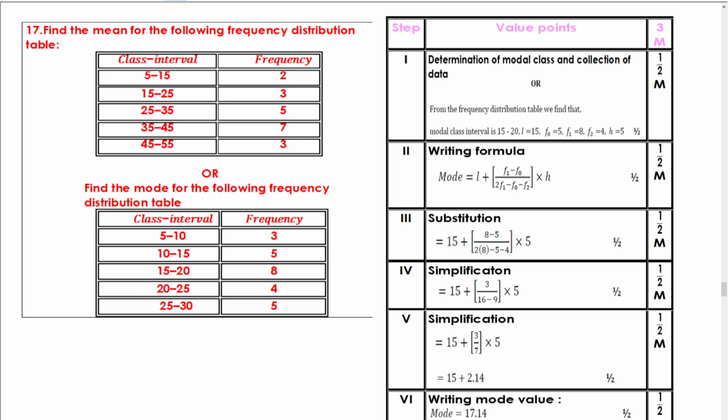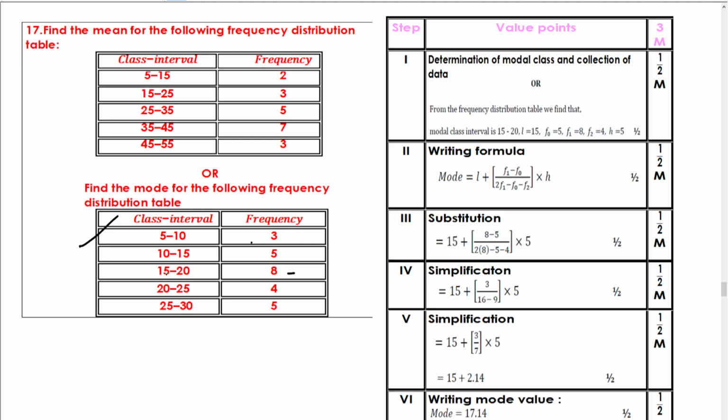Now we'll take the second part, the OR part of it. The frequency is 5 to 10. Find the mode for the following frequency distribution table. This problem I have solved here. First of all, what is the first step? Determination of the modal class and collection of data. What is the modal class here?